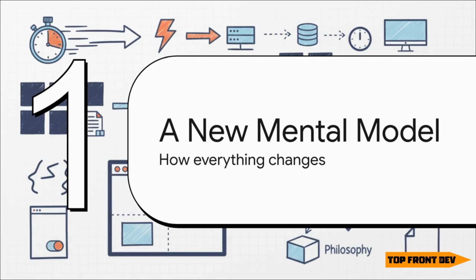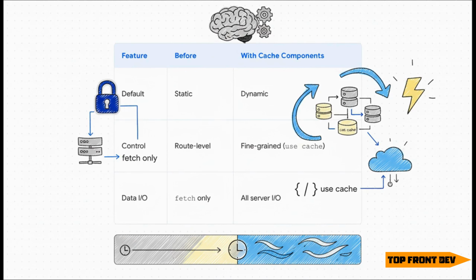All right, this is a big one, so let's pause for a second, especially if you're a seasoned Next.js dev. To really use this new model right, you have to fundamentally change how you think about rendering and caching. Let's break down that mental shift. Let's really look at this shift.